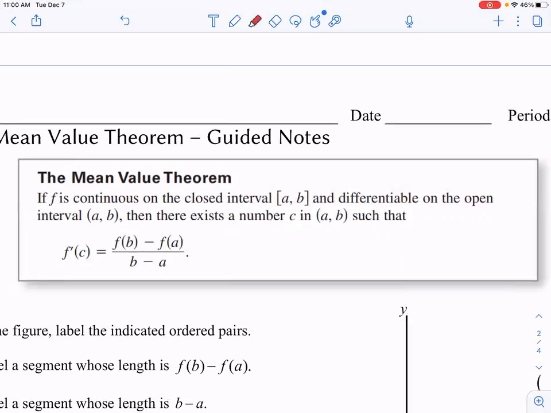If f is continuous, I bet that's important, on the closed interval, and differentiable, I bet that's important, on the open interval, then as long as those conditions are met, there exists a number c in that interval a to b, where the derivative at c equals the slope between a and b. Right? Is that what that says?